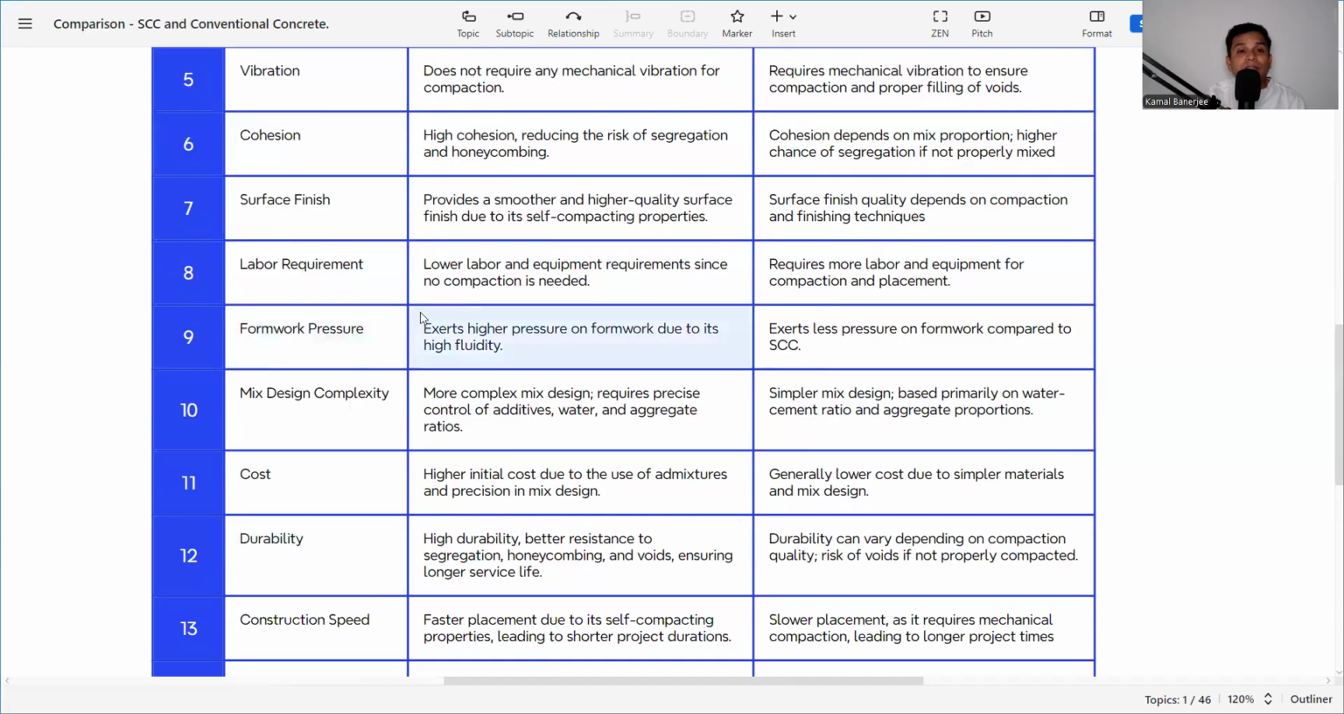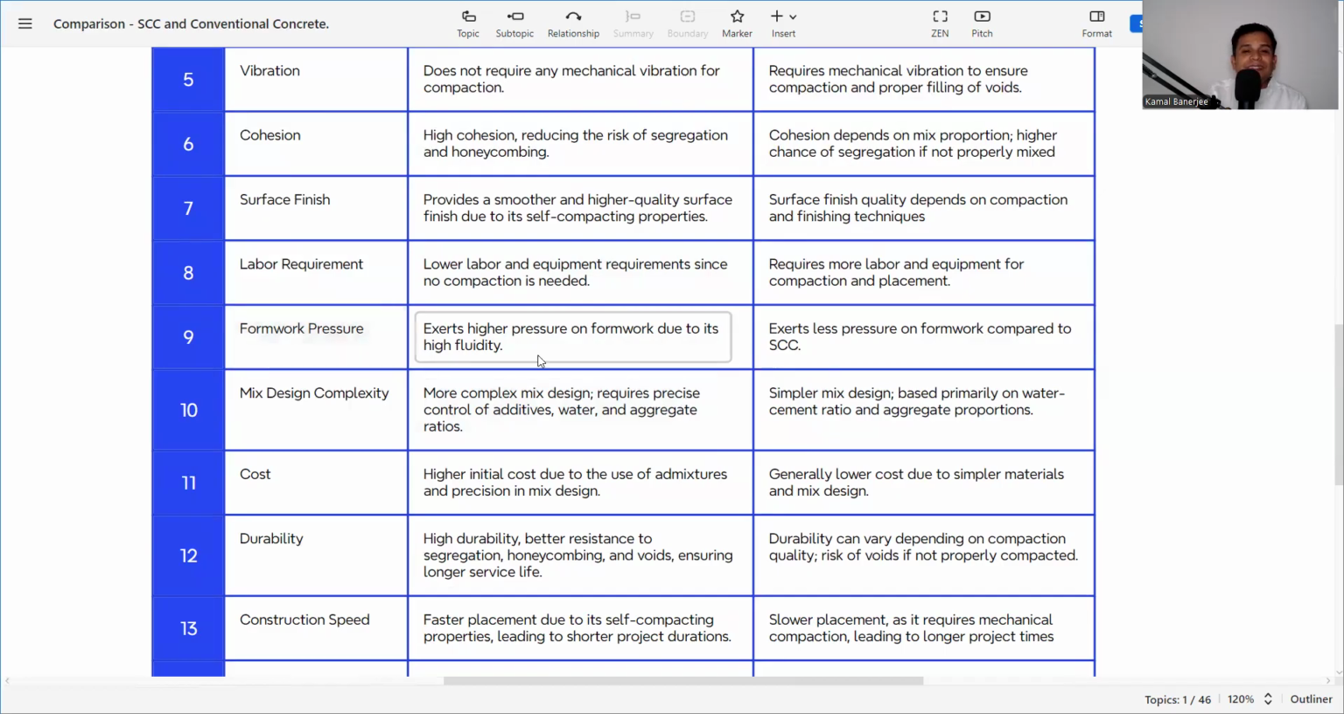Then the labor requirement: low labor and equipment requirement, since no compaction is required, so the vibration part is not there, and special care is not required because it is self-weight; it will flow and consolidate under its own weight. But in conventional concrete, you need to vibrate and you need to ensure the vibration has taken place in every corner.